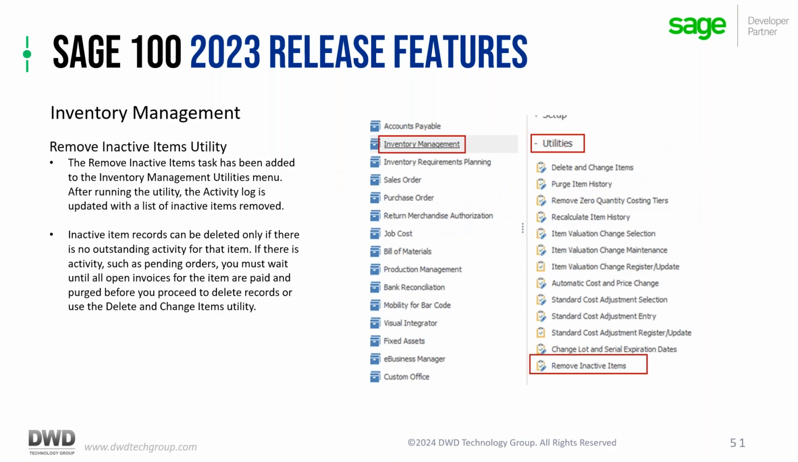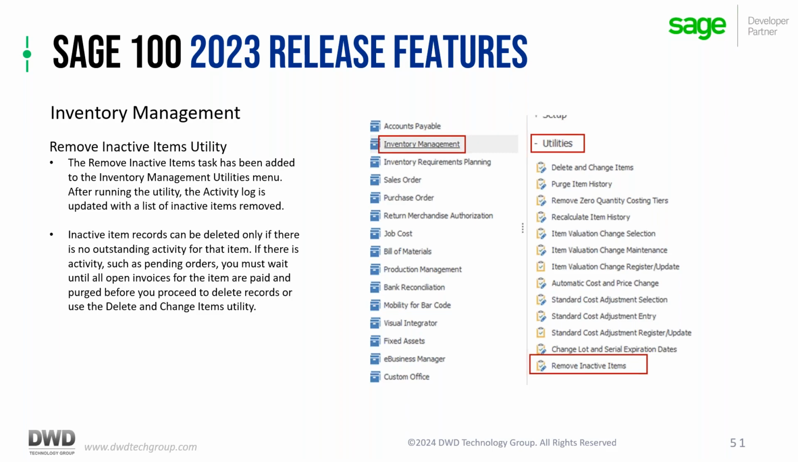Remove inactive items utility, right? So, the ability to go through and remove items that you have marked inactive. Now, this one and a couple of other ones that we'll probably cover in the next half hour, I always tell people these things take time to run. If you've got 10 years of invoice history in your Sage 100 and you say, I want to remove inactive items from my system, right?